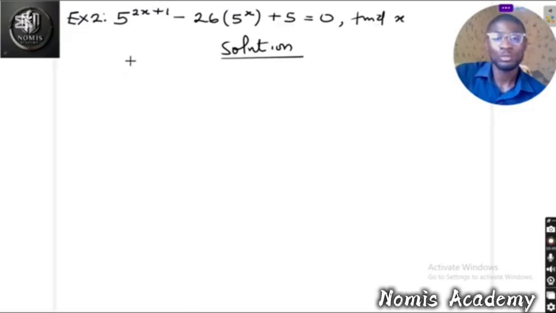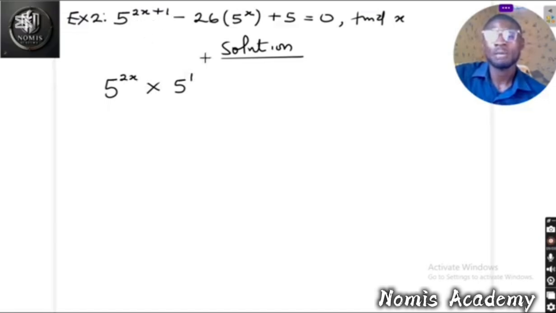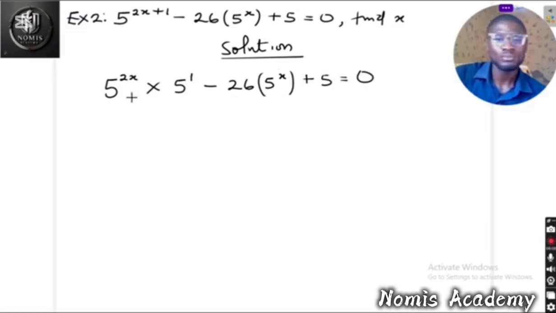So what we are going to do is still to split this: 5 raised to the power of 2x, multiplied by 5 raised to the power of 1. You know that was how this came out. So minus 26 into bracket 5 raised to the power of x plus 5 is equal to 0.